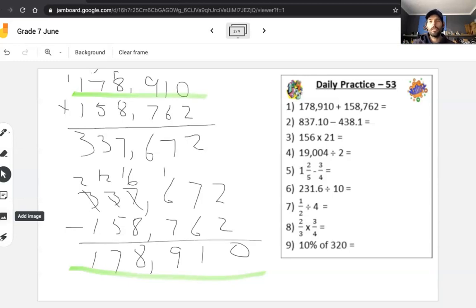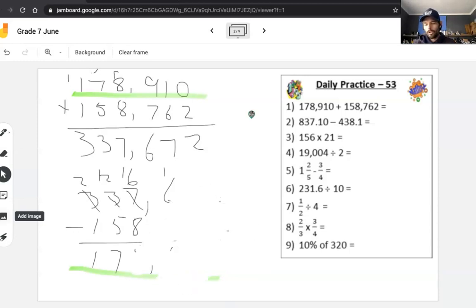You could have said 337,672 subtract 178,910, then you should have been left with 158,762. Either check strategy is absolutely okay.